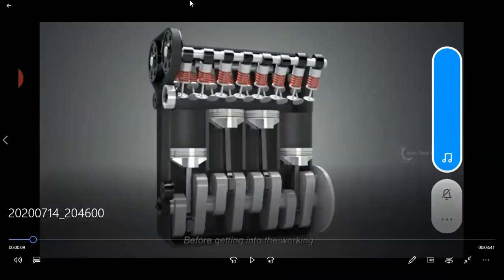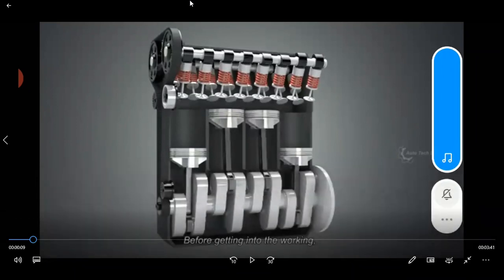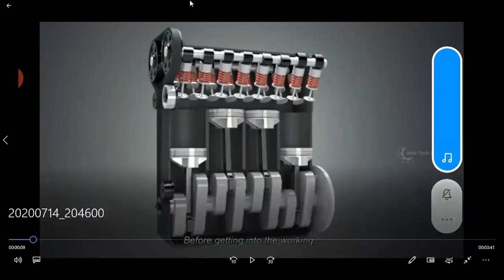Because of its rotation and because of the cams, the black cams which you can see here, the inlet valves get pushed against the springs. You can see the red color springs, students. The inlet valves get pushed inside, and it opens a way so that the air fuel mixture gets inside the combustion chamber.